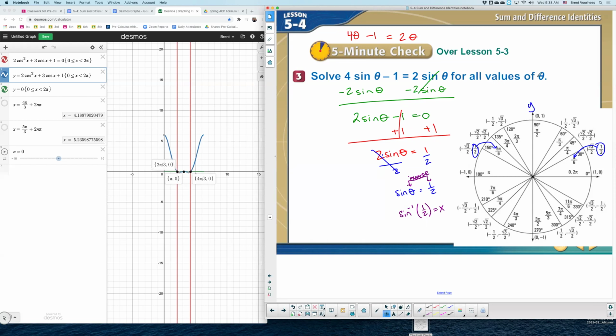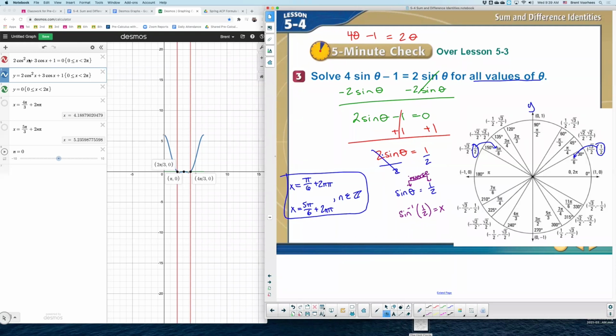Because this says for all values of theta, there's no restriction, this answer would need to have the plus 2 n pi. So I'm going to have pi over 6 plus 2 n pi, and I will also have the solution set of 5 pi over 6 and its coterminals. So that's 5 pi over 6, the original answer, plus coterminals, which would be 2 n pi. That's all coterminal values. This is true when n is an integer.